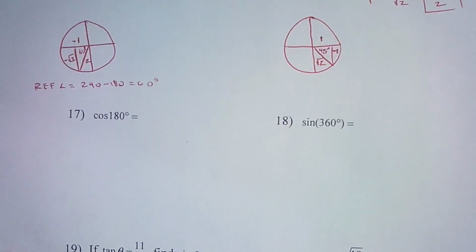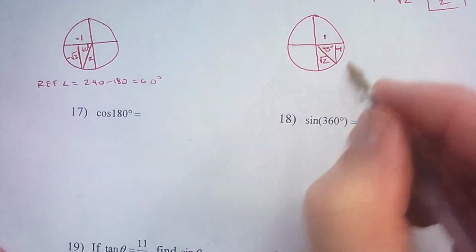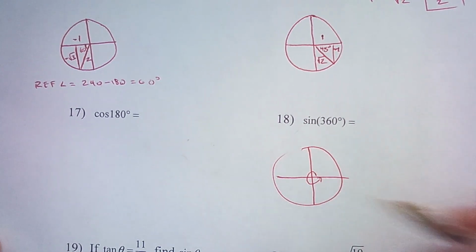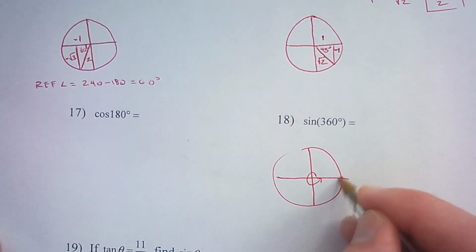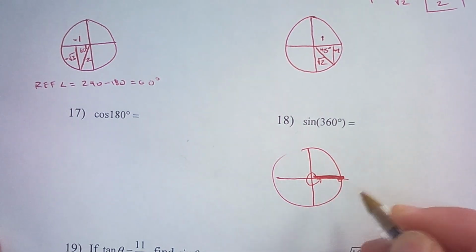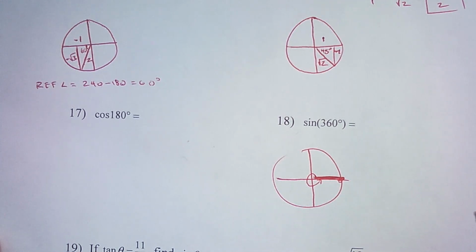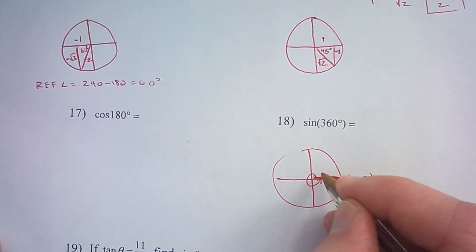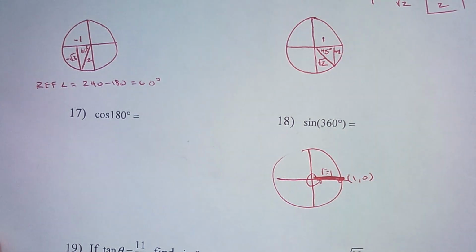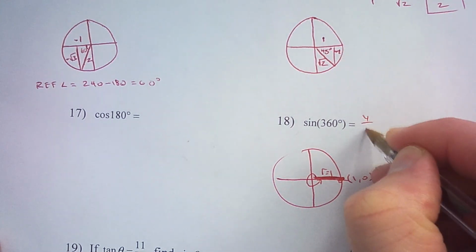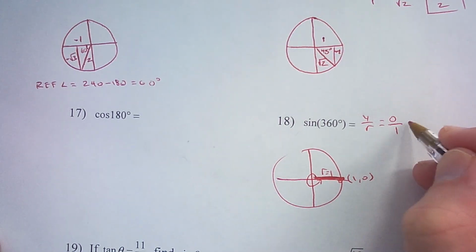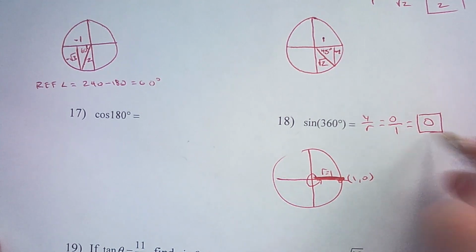Let's go down to number 18, sine 360. On our circle, that rotates all the way around to here. So it looks like that. Now, this is a case where I would use a true unit circle. So we'll just make this point right here (1, 0), and say the radius is 1. Sine is y over r. The y value is 0, the radius is 1, so we get 0 for our sine.